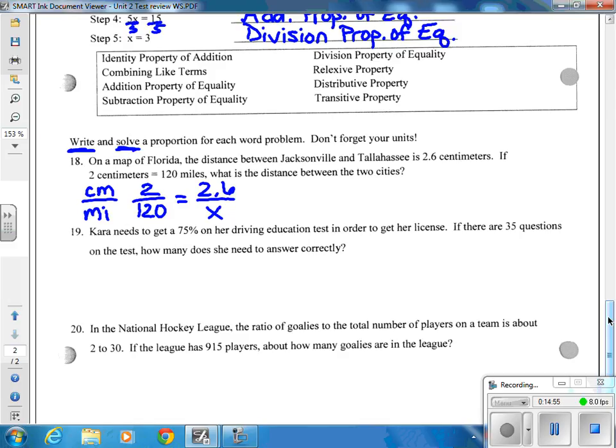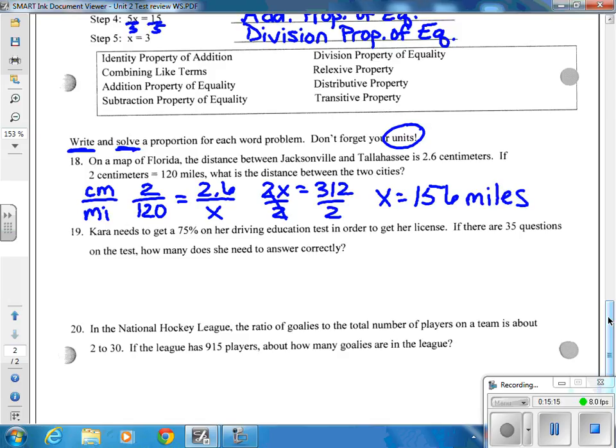Now you're going to cross multiply, and you end up with 2x equals 312. Divide by 2, and you should have gotten for your answer x equals 156. Don't stop there though. Remember, you have to go back and provide units. I need to know what that 156 is referring to, and in our case, it's referring to the number of miles.